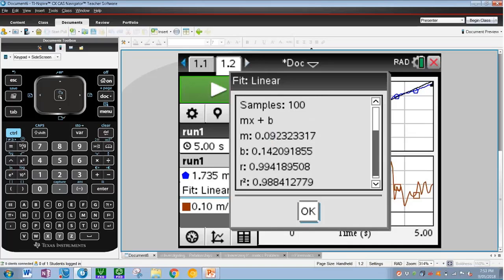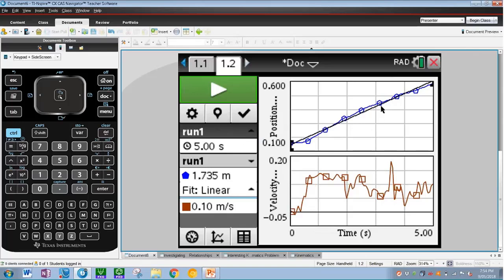The B, which is the y-intercept, is 0.14. So that tells us that when the data collection started, my book was a distance of approximately 14.2 centimeters from the sensor. You can, of course, then look at the R and R squared values to see how close a fit that linear model is compared to the data, and that looks quite good. I'm quite happy with that. You can then go and do further analysis with it.